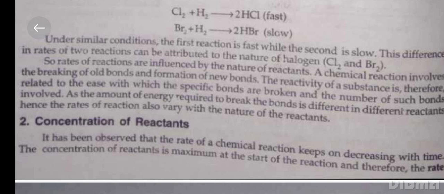A chemical reaction involves the breaking of old bonds and the formation of new bonds. The reactivity of a substance is therefore related to the ease with which the specific bonds are broken and the number of such bonds involved. As the amount of energy required to break the bonds is different in different reactants, the rates of reaction also vary with the nature of the reactants.